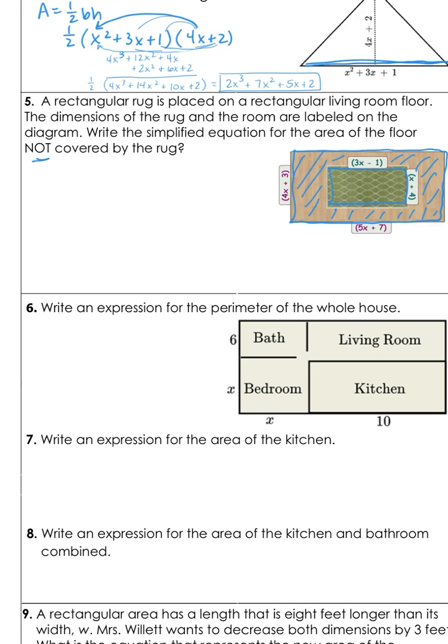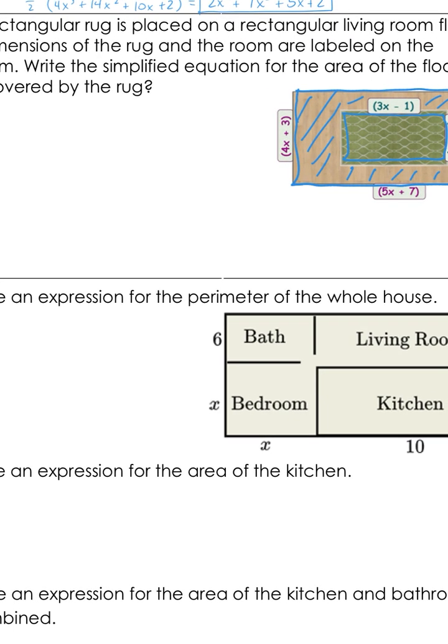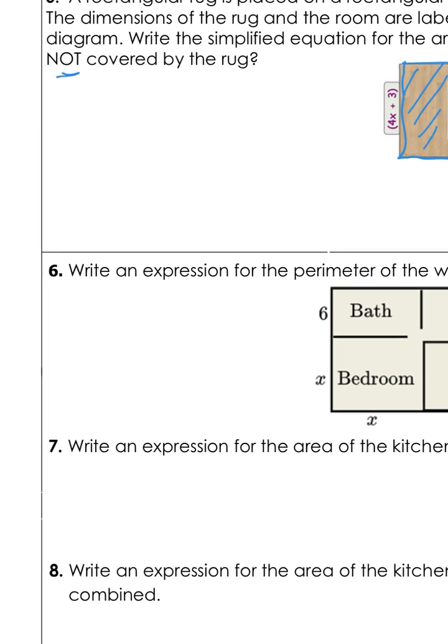All right, so we're going to start with 4x plus 3 times 5x plus 7. So 4x plus 3 times 5x plus 7. We'll distribute our 4x is 20x squared. That's going to be 28x. That's going to be 15x.